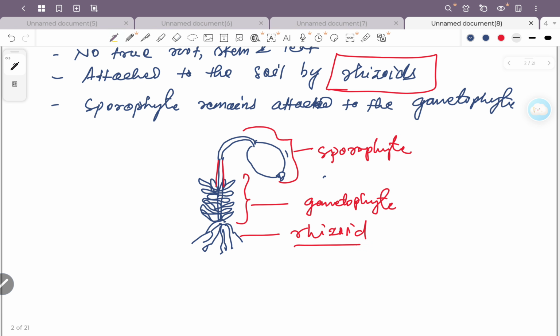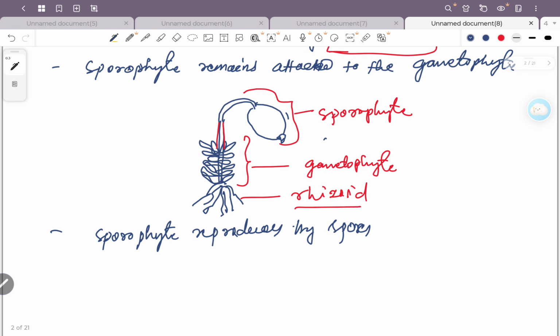Now the sporophyte reproduces by spores and gives rise to the gametophyte, and they need water for fertilization. Need water for fertilization. I think it is clear to you up to this.